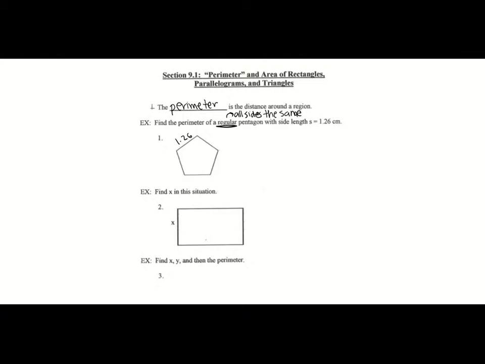If I count up the sides, I see this pentagon has 1, 2, 3, 4, 5. I can find the perimeter pretty easily by taking 5 times 1.26. I have 5 groups of 1.26, and that is going to give me 6.3 centimeters. Same thing if you were to add up 1.26 5 times. That is going to give you 6.3 centimeters.